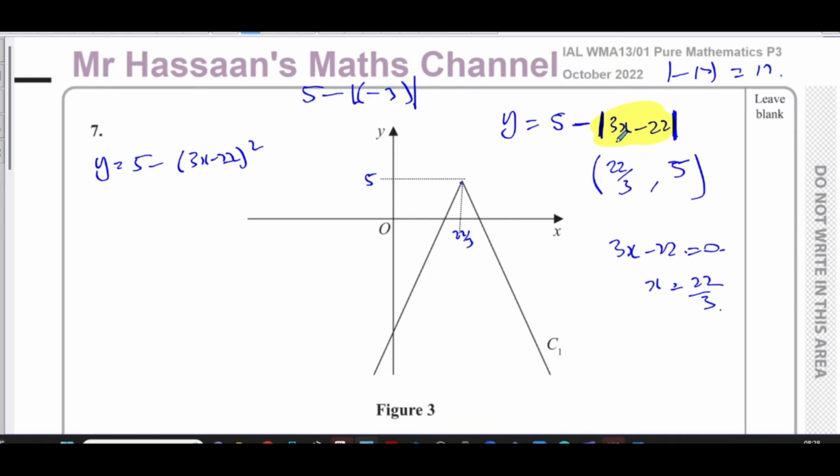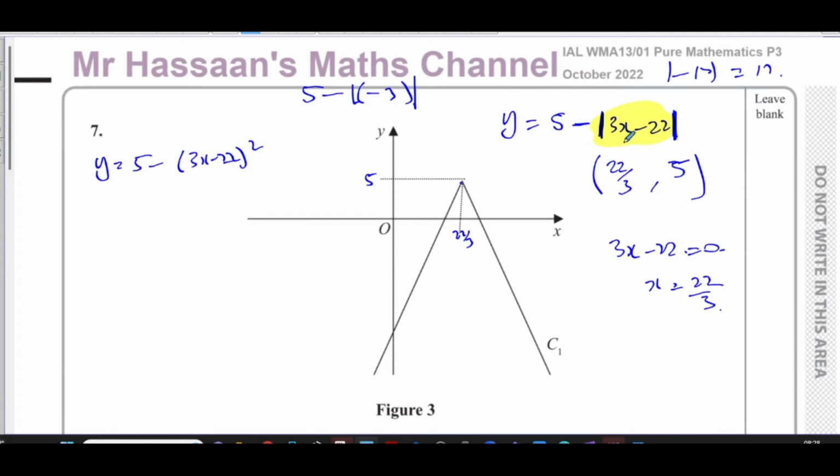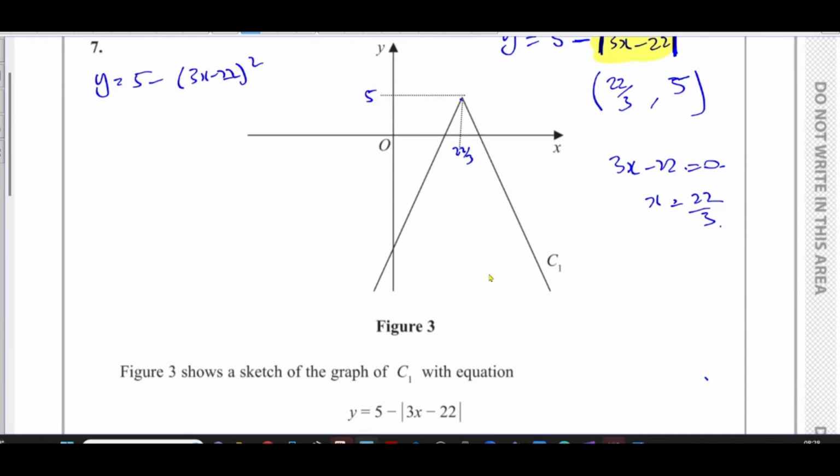But in this case, we'll say also that it's whatever makes the bracket 0, basically. Whatever makes what's inside the modulus sign 0. So when x equals 22 over 3, this becomes 0. That's the x coordinate. And whatever's left on the outside, the same as it is, like the 5, that's the y coordinate. Okay, so that's the understanding behind how to look at the equation of the modulus function and write down the coordinates of the vertex straight away.